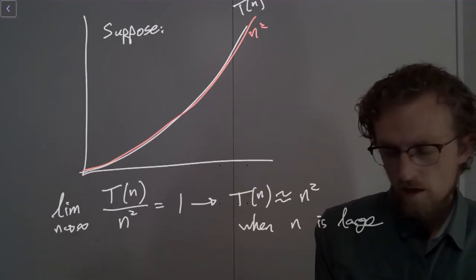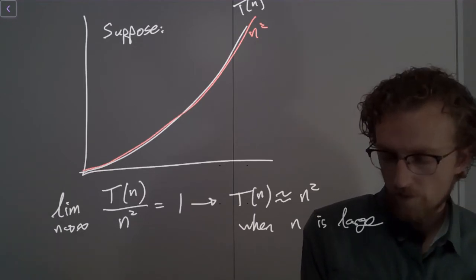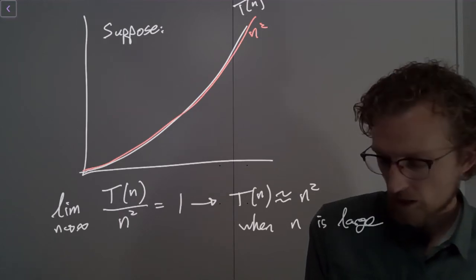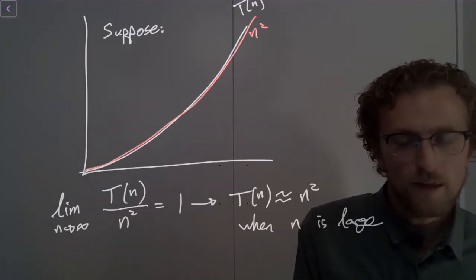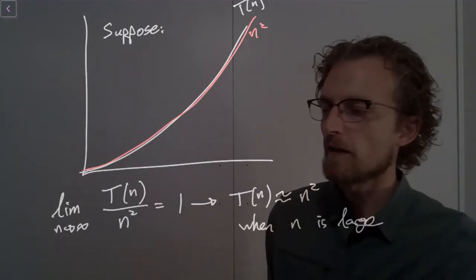Okay, so this is nice. It's a handy thing to have. If I evaluate this ratio and it evaluates to 1, I could say, look, these two are basically the same as each other, which is strong evidence that T(n) is actually big theta of n squared.